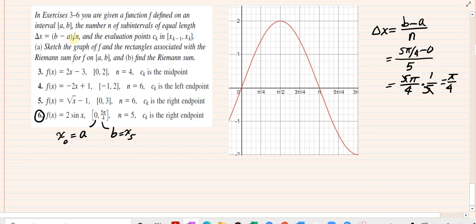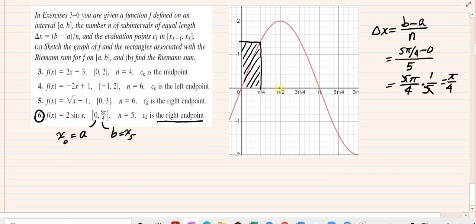And we are also told to use the right endpoint as the evaluation point in number 6. So we go to pi over 4, that's our evaluation point. And then we're going to go up until it touches the curve, and then we're going to go to the left. So this will be our first rectangle. Notice we are overestimating the area because it goes above the function.